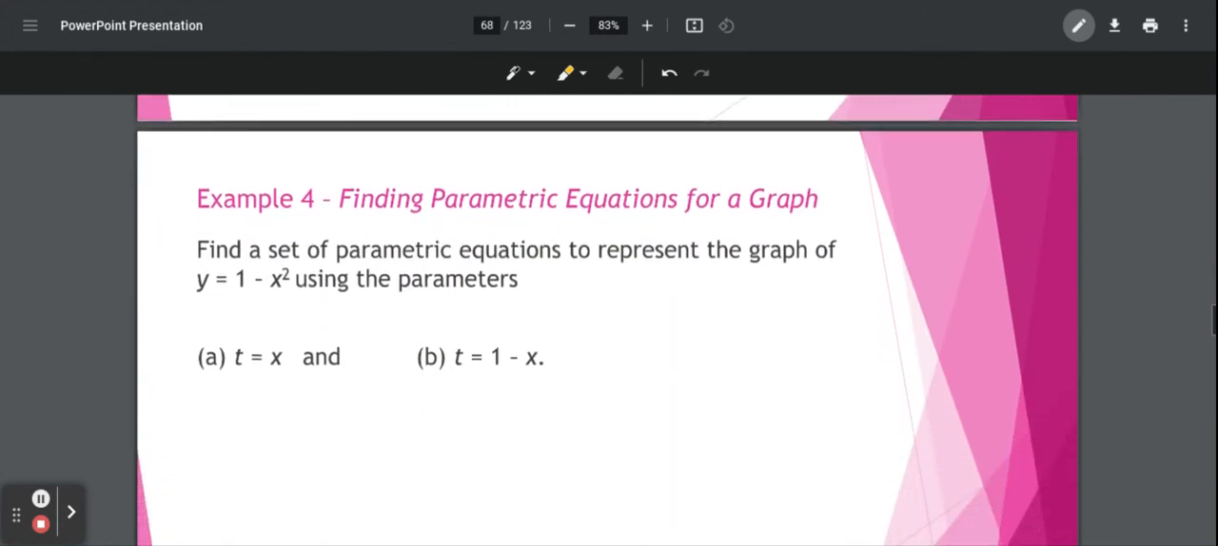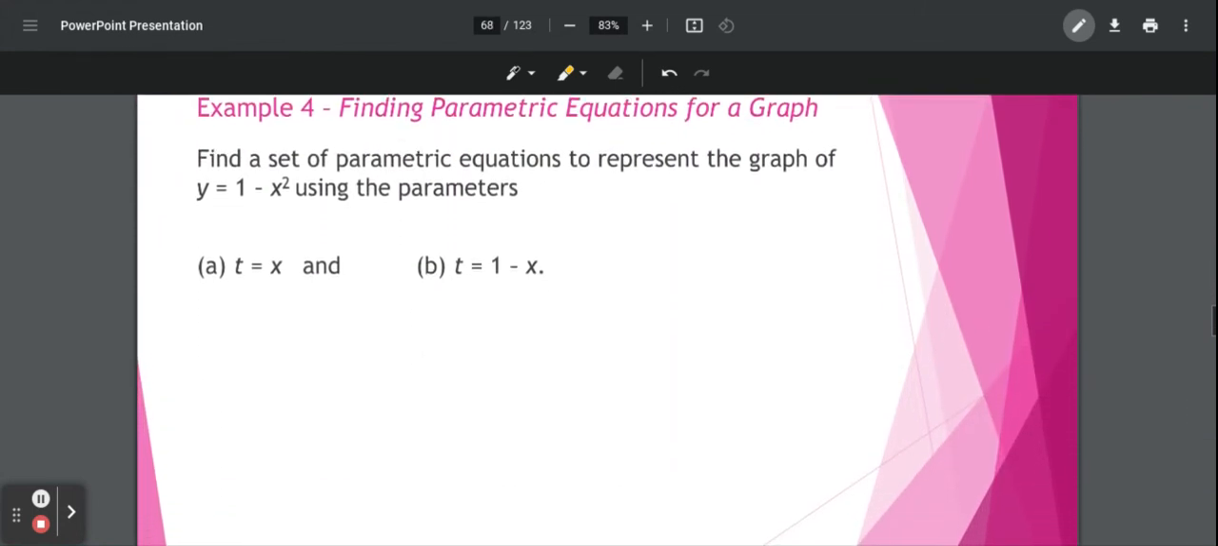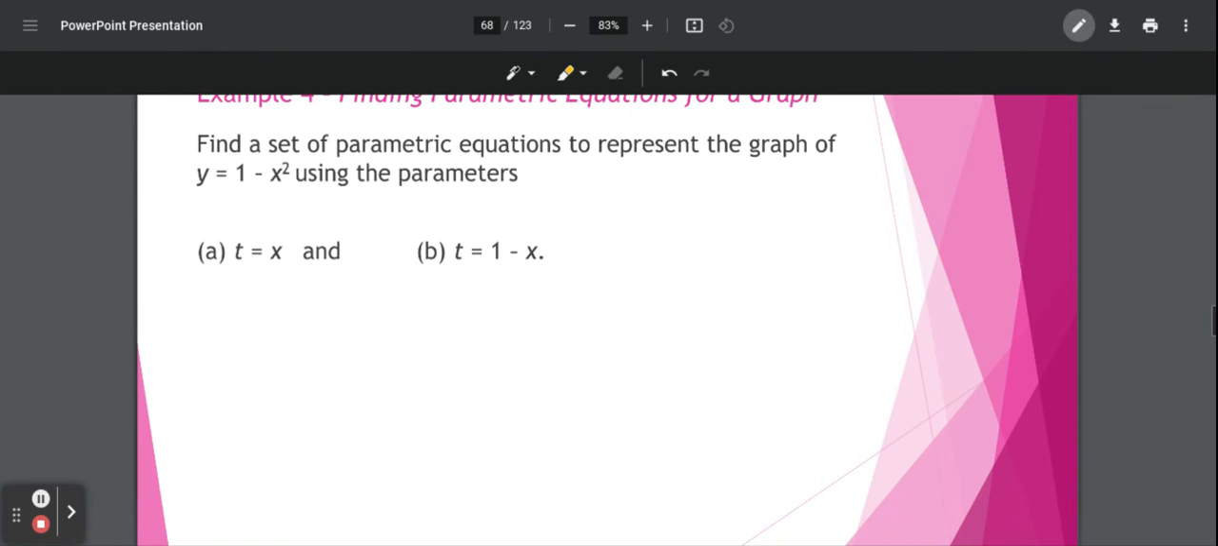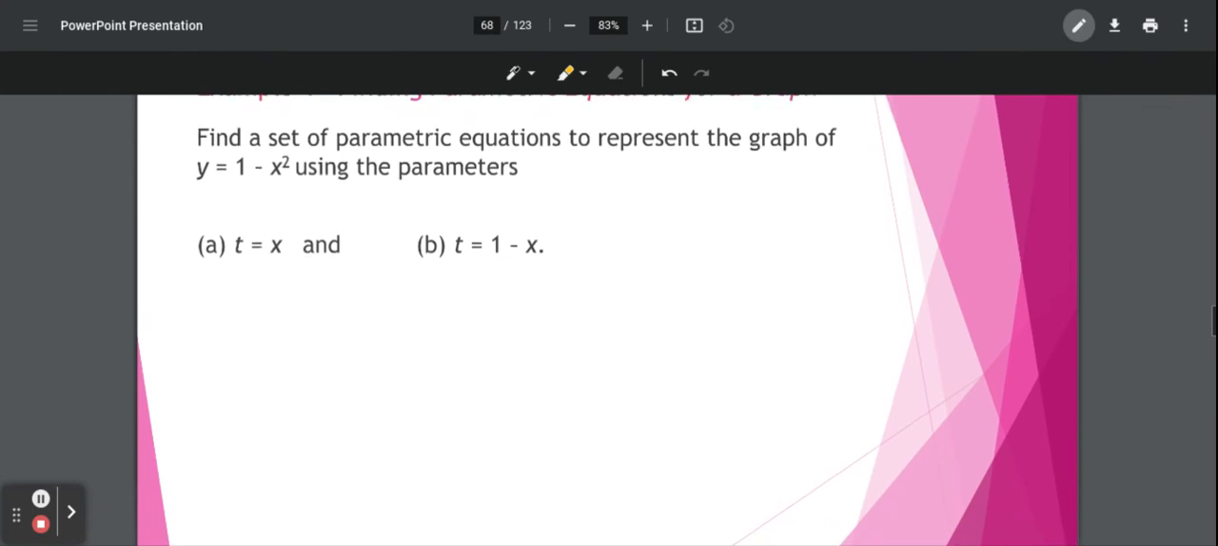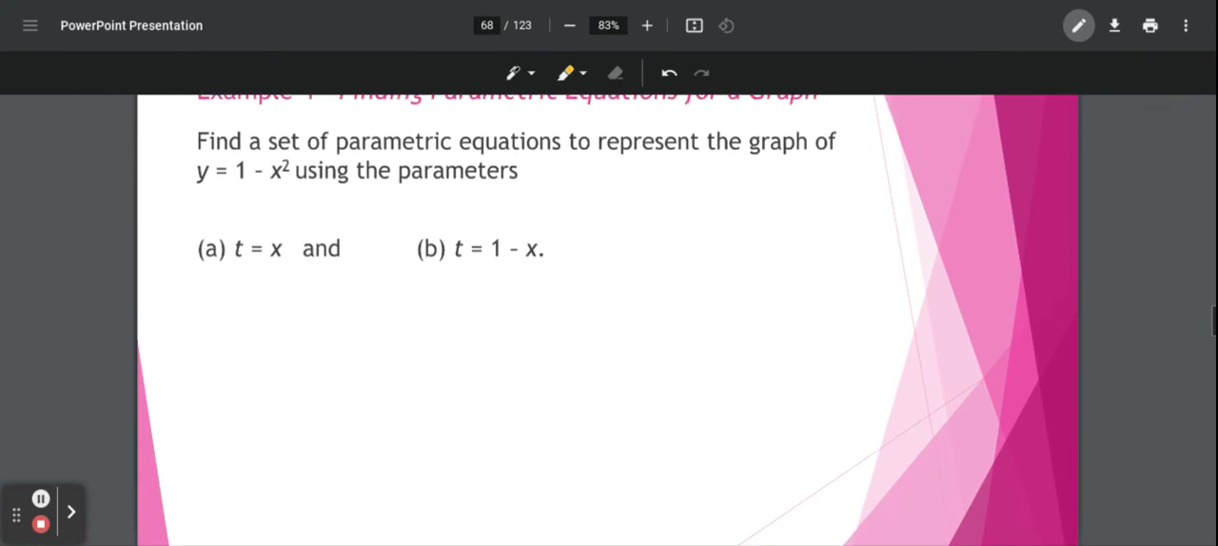So let's find a set of parametric equations to represent the graph of y equals 1 minus x squared, first using the parameter in part A that t equals x. So if t equals x, then if we're writing our parametric equation, we would say, okay, x is t. And so if x is t, then again, we'll substitute in for the x. So y would equal 1 minus t squared.